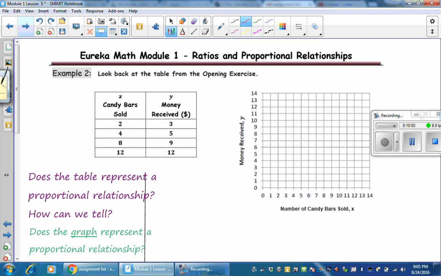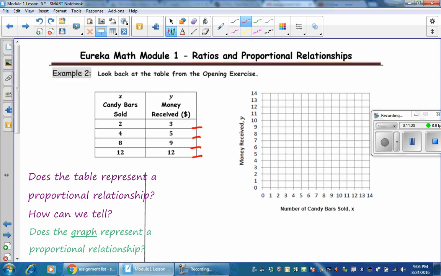For the next problem, this is example 2, and it says, look back at the table from the opening exercise. Does the table represent a proportional relationship, and how can we tell? So this is the same table right here that was on the first page. Well, we already know that we did the division for these, and we got a different unit rate for each pair. So we already know that the table does not represent a proportional relationship.